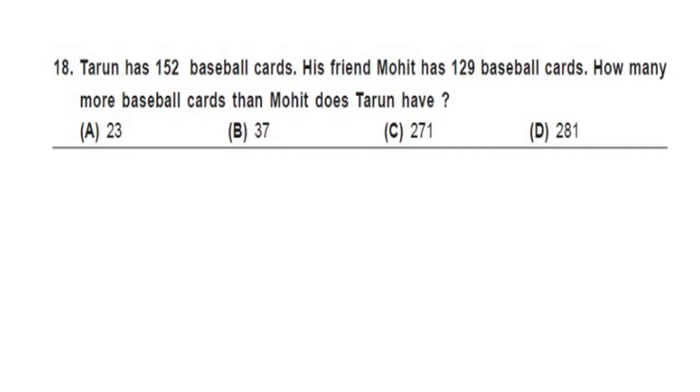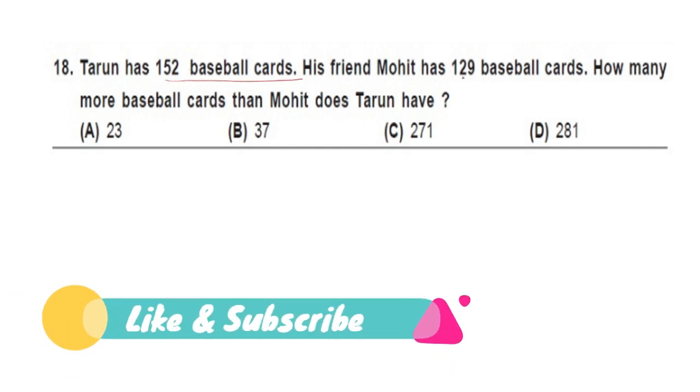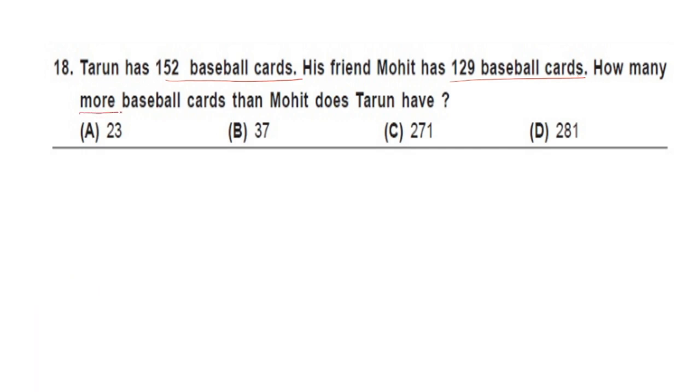Next question. Tarun has 152 baseball cards. His friend Mohit has 129 baseball cards. How many more baseball cards than Mohit does Tarun have? Your time starts now.